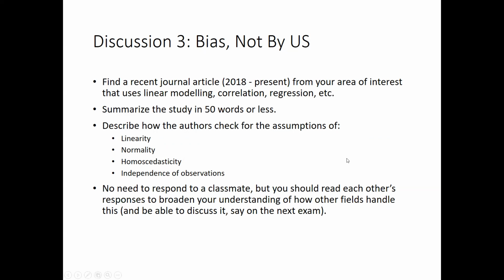Then I want you to describe how the authors checked for these assumptions, whether or not they met the assumption of linearity, normality, homoscedasticity, or independence of observations. Look for all four. Tell us if any or all or some, none, whatever, were actually discussed in your article. And by the way, I'm not going to tell you what article to do. I'd like for it to be more recent, so it's more relevant. But pick an area of your own interest, okay?